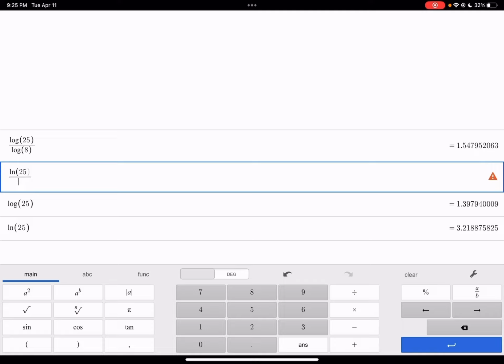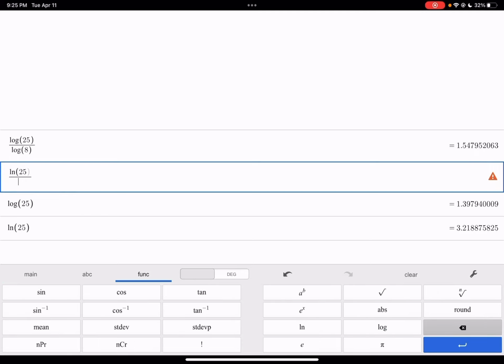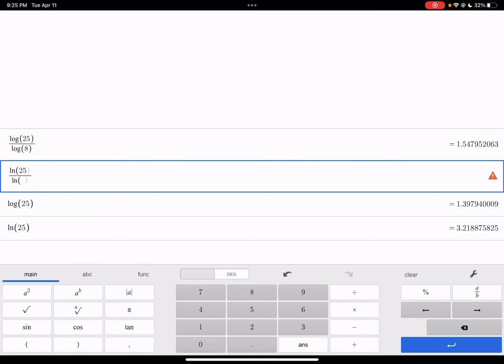ln of 25 is the same thing as ln of 8. And you can see those two values are the same. So the division gives you the same value. I'm not saying log 25 equals ln 25. I'm saying the division of them.